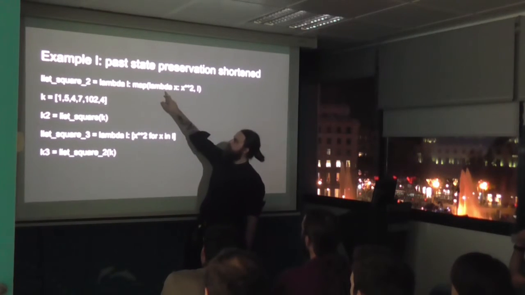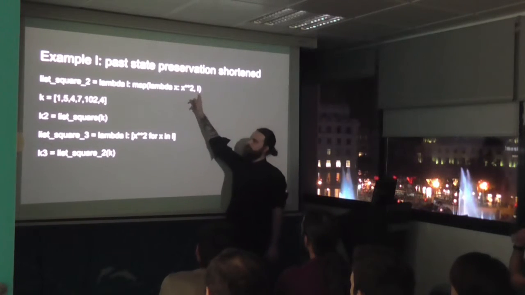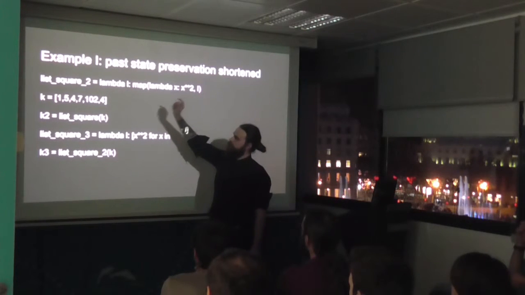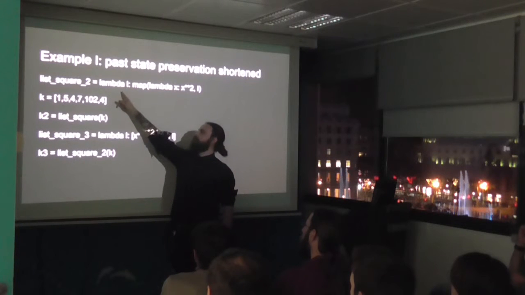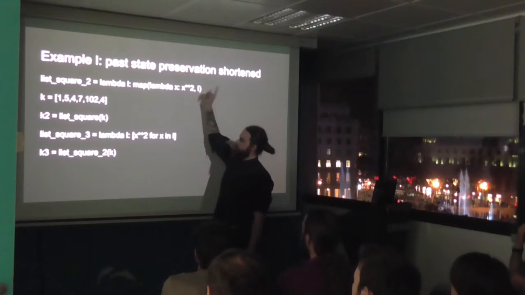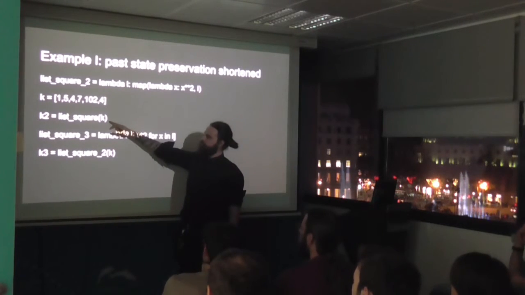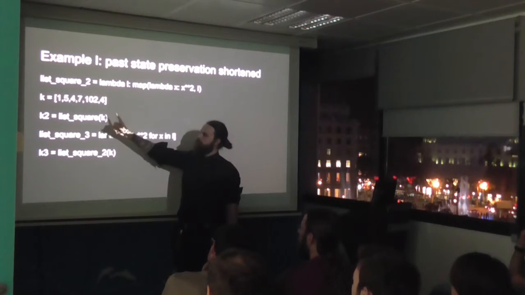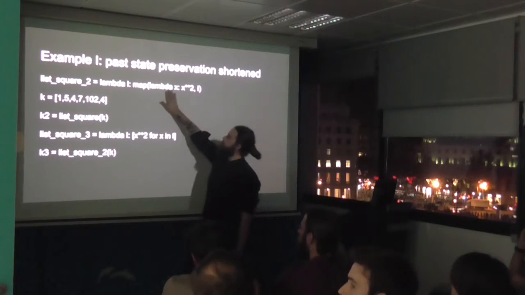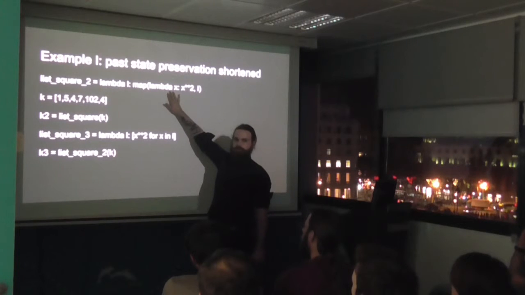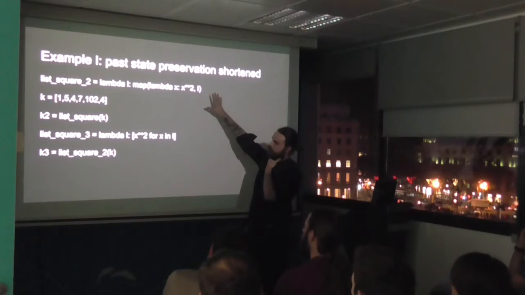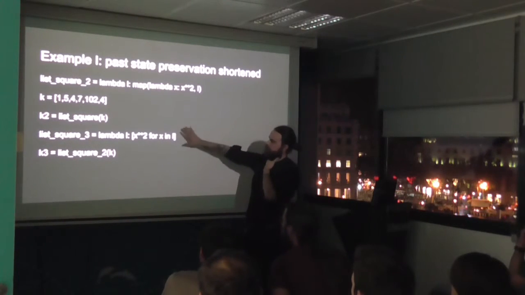Map means apply this function to each element of this list, and return a new list with this function applied. List square 2 is a function that takes a list and maps the values of the list to its squared values in a new list. So if we execute this function over K, we have a new array with the values we want. K is the same, and here we don't have a state in this function. Therefore, this is acceptable from the point of view of functional programming.